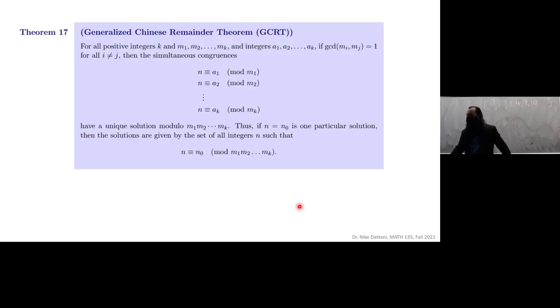You're just using that. And here's a generalization of the Chinese remainder theorem. Here you have k moduli instead of just 2. The general solution is the particular solution to the system of congruence relations, modulo the product of all the moduli. And of course, in Sun Tzu's original problem, there are 3 moduli. So that was what we call the generalized Chinese remainder theorem.